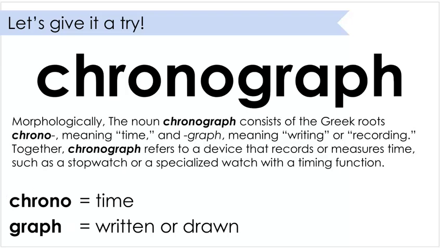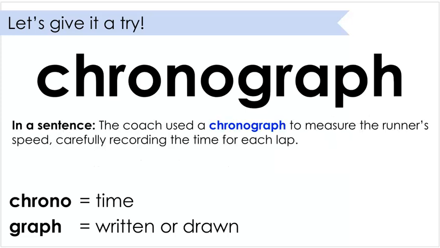A chronograph, morphologically, is a noun, consists of the Greek roots chrono, meaning time, and graph, meaning writing or recording. Together, chronograph refers to a device that records or measures time, such as a stopwatch or a specialized watch with a timing function. So if you've ever seen a stopwatch, you've seen a chronograph. In a sentence, we might say, the coach used a chronograph to measure the runner's speed, carefully recording the time for each lap.